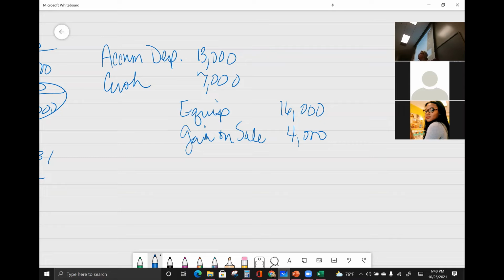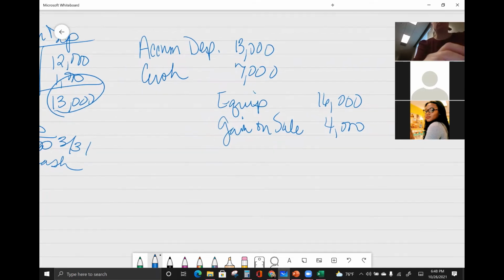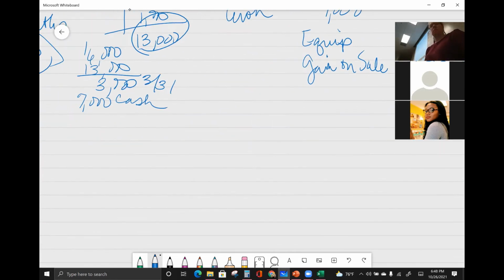And now I have a gain on that asset, which will go through to the income statement, and that will be part of your income for the year, that 4,000. It won't be maybe part of your operations, maybe it will, depending on what kind of asset it was. Okay, so that's the journal entry for the sale on a gain.